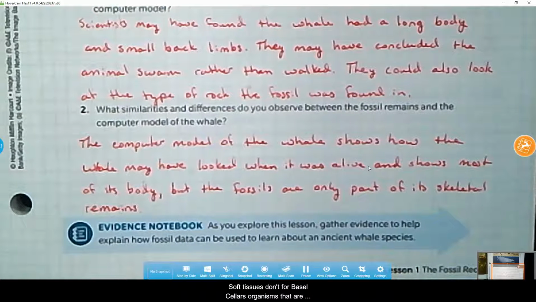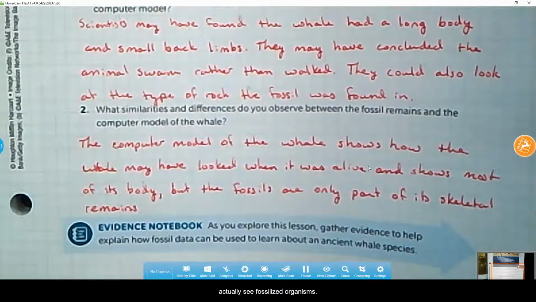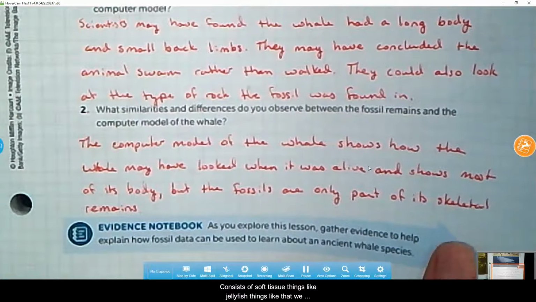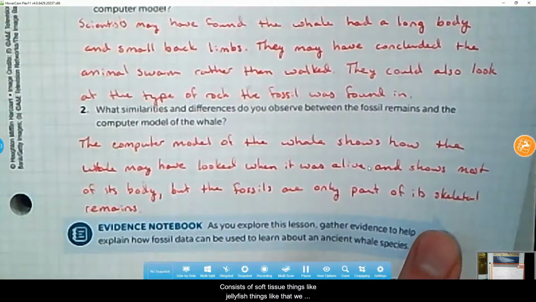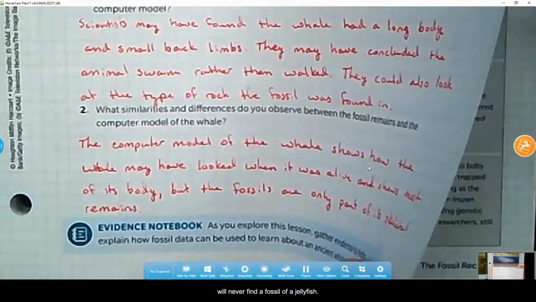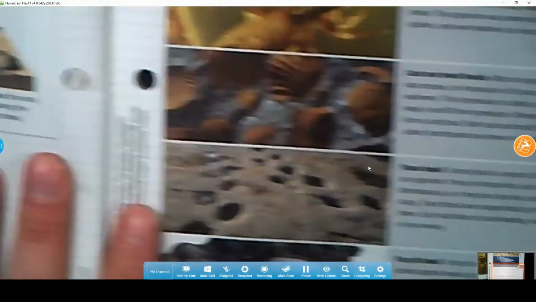So there are organisms that are only made of soft tissues, and they will actually never form a fossil, because soft tissues decompose too quickly. In the way fossils form, they can't form fossils. And so we don't ever actually see fossilized organisms that just consist of soft tissues. Things like jellyfish, things like that. We won't ever find a fossil of a jellyfish.